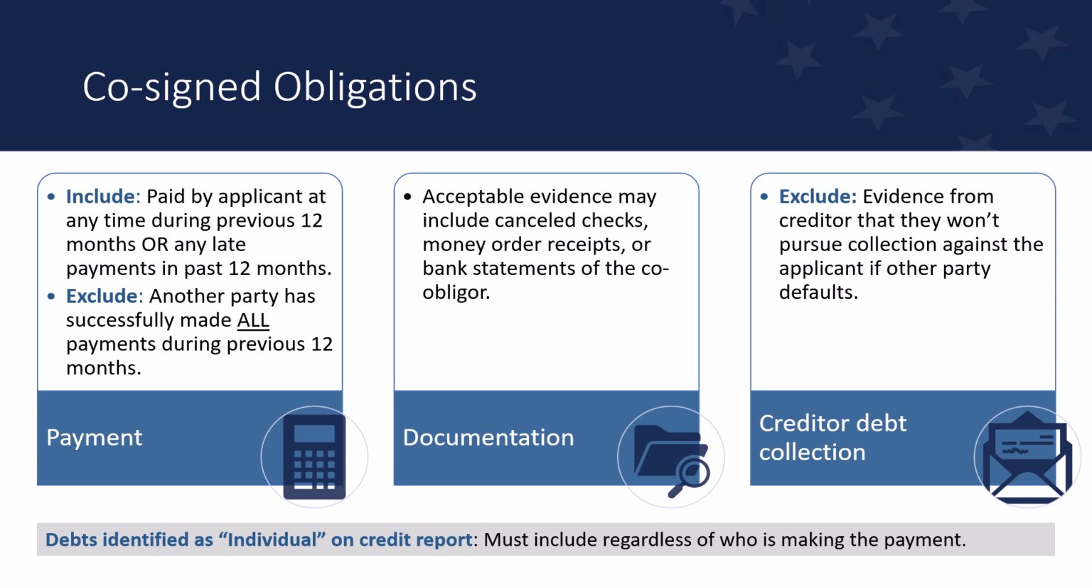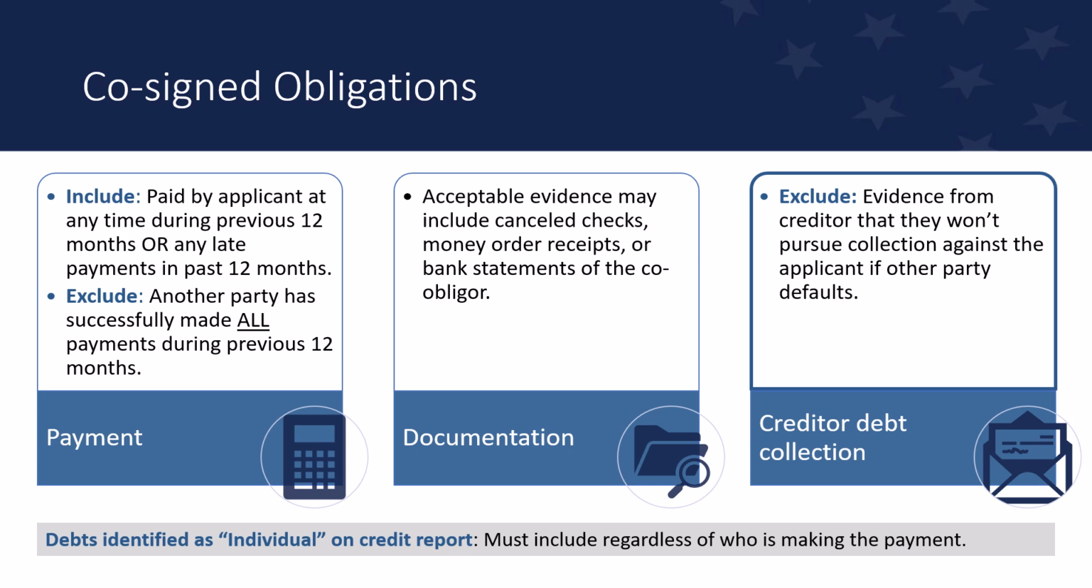For cosign debts, those must be included in the monthly debts unless the applicant provides evidence another party to the debt has successfully made the payment for the previous 12 months prior to loan application. Acceptable evidence includes, but is not limited to, canceled checks, money order receipts, or bank statements of the other party. Late payments reported in the previous 12 months prior to application will require the monthly liability to be included in the monthly debts.